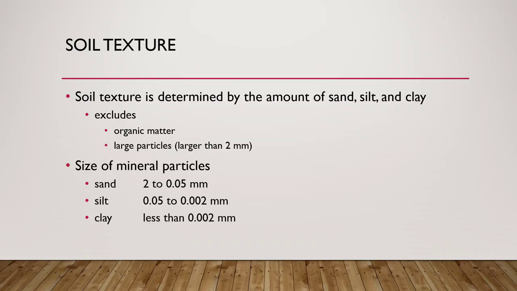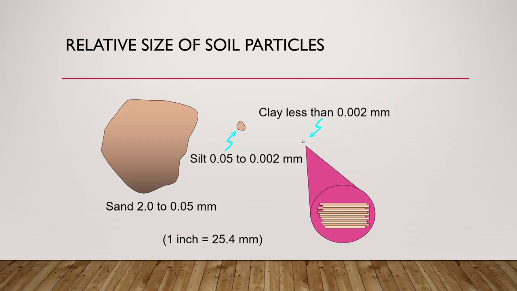Okay, soil texture is determined by the amounts of sand, silt, and clay. This excludes organic matter and some of the larger particles. Sand is the largest mineral particle, followed by silt, and then clay. Here's the relative size of the soil particles. Sand is pretty large compared to silt, and that's pretty large compared to clay, which is that little square with the arrow pointing at it.